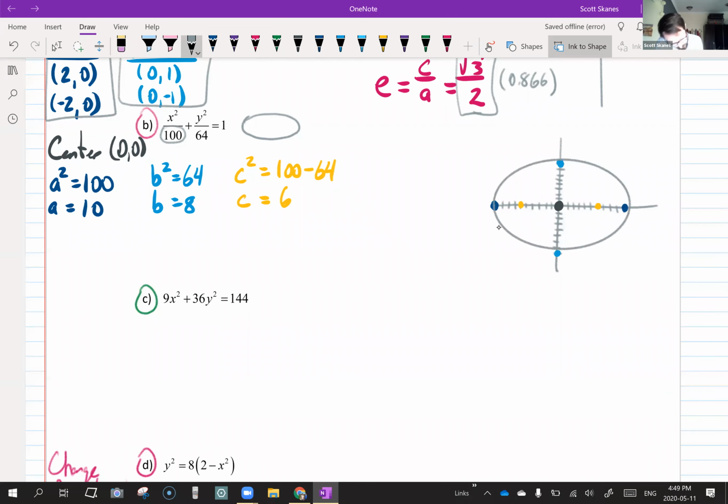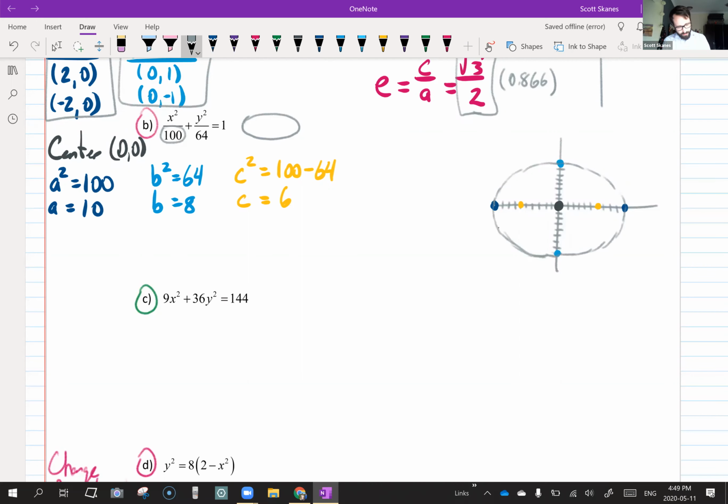Come on, ellipse. I did my best. I'll do it the old-fashioned way. So, ellipse. I always have problems with that bottom corner there, but it's good enough.